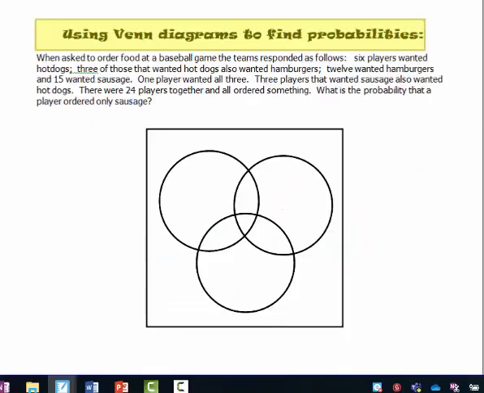This is using Venn diagrams to find probability, and this is at the bottom of page 5 in your notes. We've done some Venn diagrams. Let's take a look together on this one.